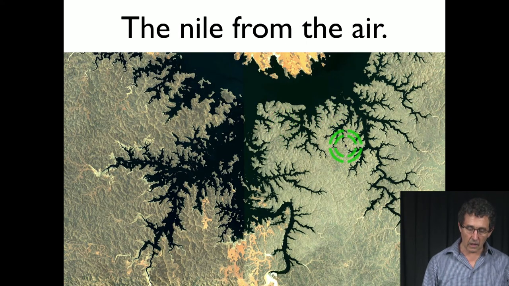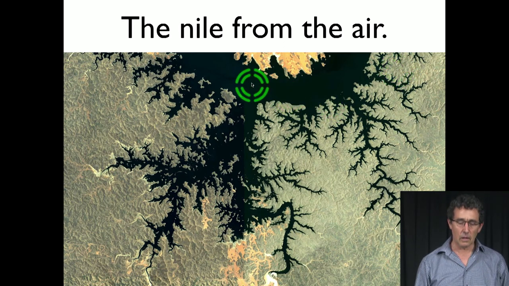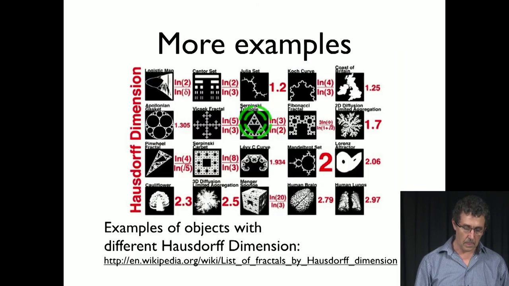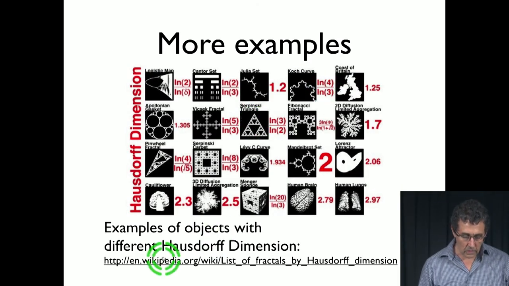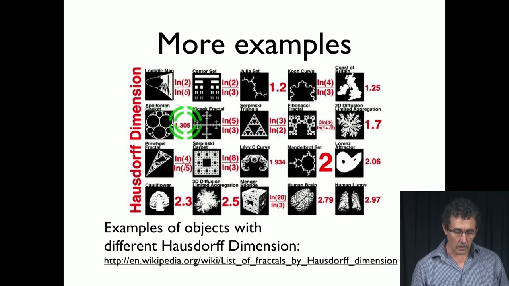Here's another example of fractal. This is the Nile River from the air. And you see that the boundary of the Nile River is infinitely fragmented in this way. And if you go to this webpage on Wikipedia, you'll see many, many more examples. Here is the coast of Britain, 1.25. But you have many other things, both mathematical, here are different mathematical ones that have dimension that is between 1 and 2.